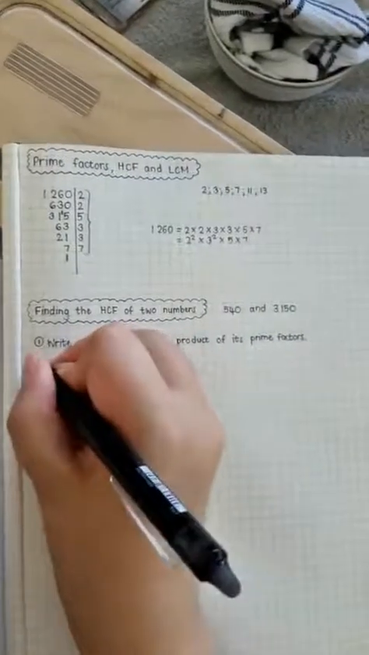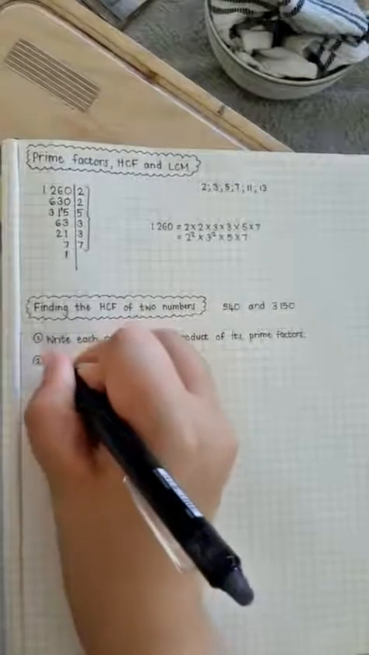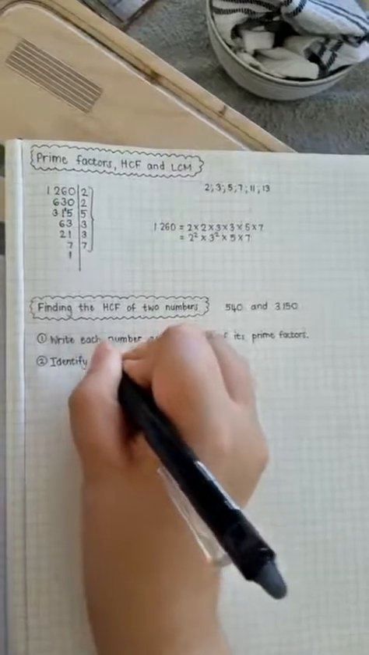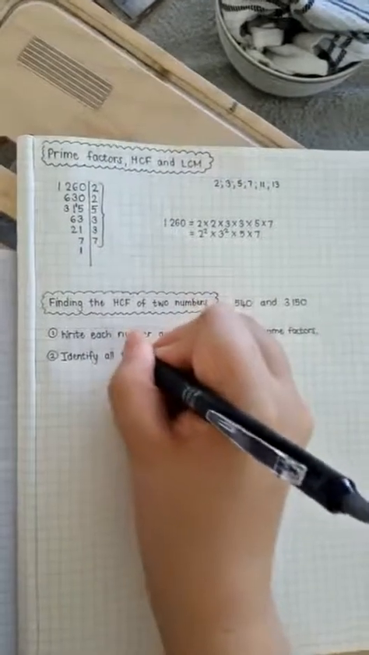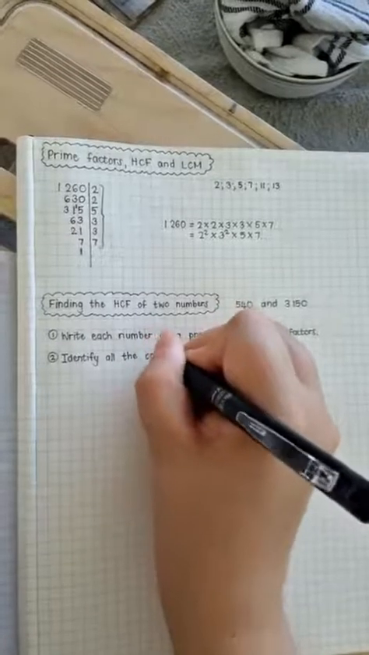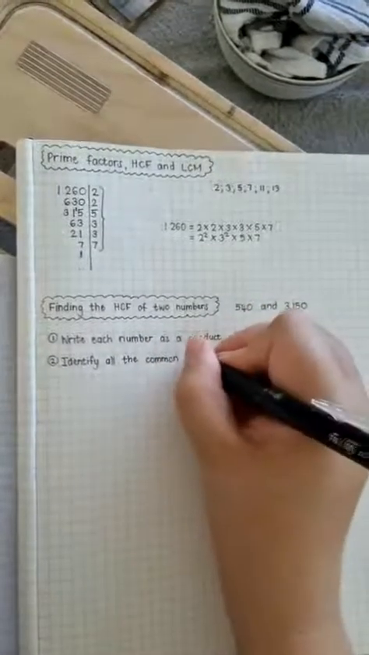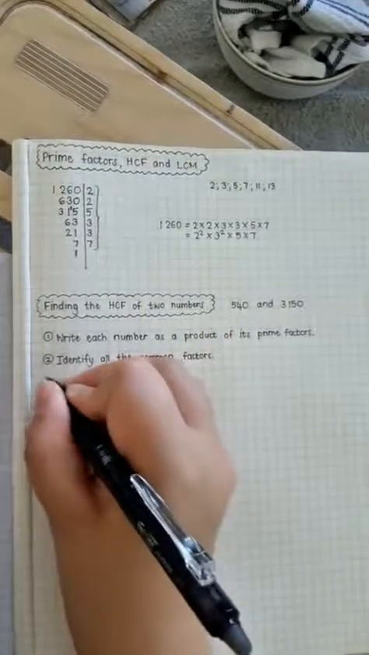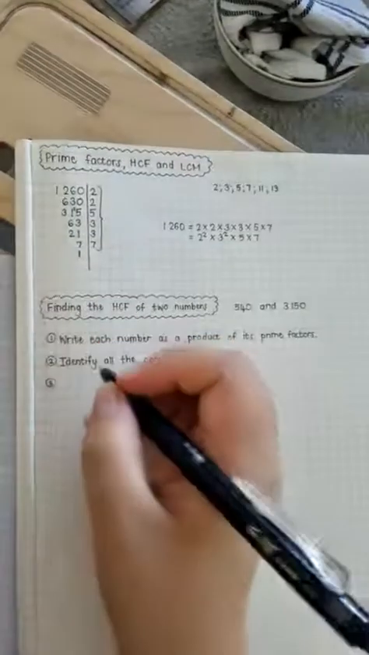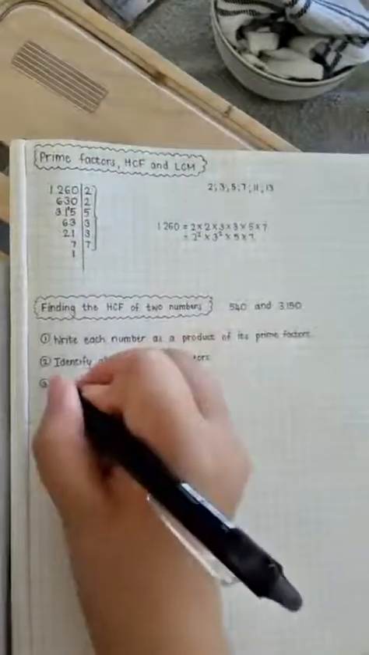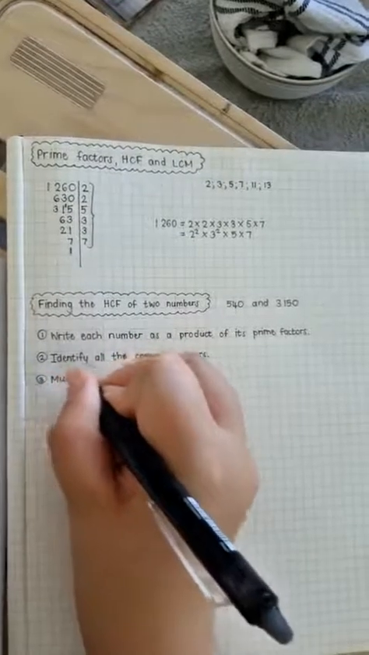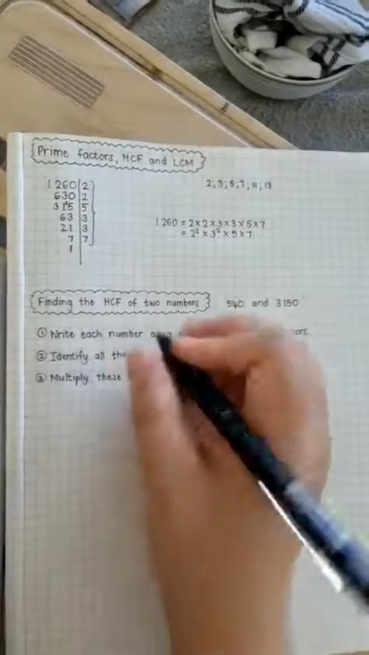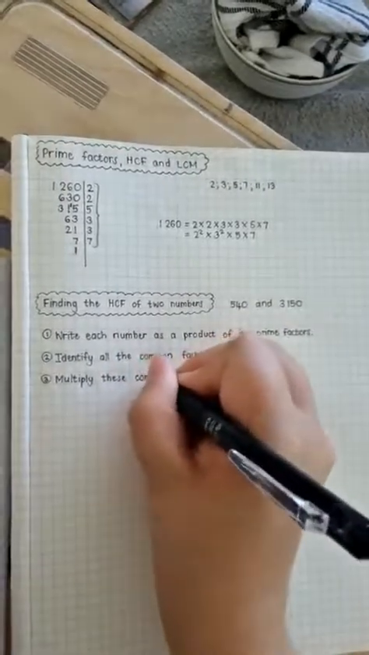Then you are going to identify all the common factors, so all the factors that are in both of them. And then once you've identified them, you're just going to multiply those all together. And then the number that you are getting when you multiply them, that will be the HCF. So multiply these common factors.